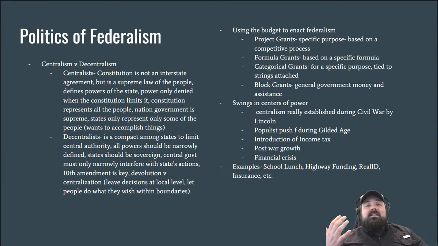On the other hand, there are the decentralists, those who want to distribute power back to the states and the local people. They believe that the Constitution is simply an agreement between the states in order to limit central authority, that all power in the system should be very narrowly defined. And that the states themselves, because they are closer to the people, should be sovereign, not the federal government, because the states are much closer to the people.